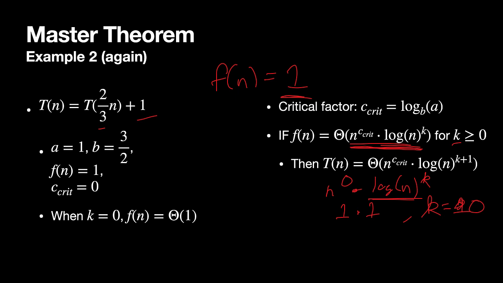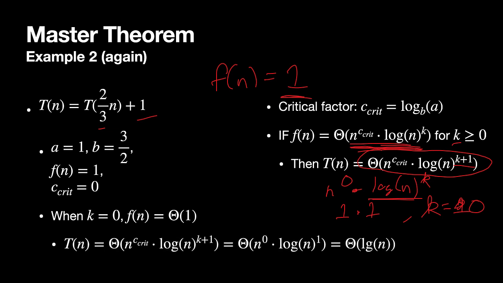Okay, so we can now fill that back in. It looks like we do match our pattern here. So our complexity will be based on the equation here: T(n) is theta of n to the critical factor times log n to the k plus 1. Our k is 0, so k plus 1 is 1. We'd already identified our critical factor was 0, and that k is also 0, so k plus 1 is 1. So we end up with theta of n to the 0th times log n to the 1st. Simplifying that down, n to the 0 is 1. So we just end up with theta of log n.